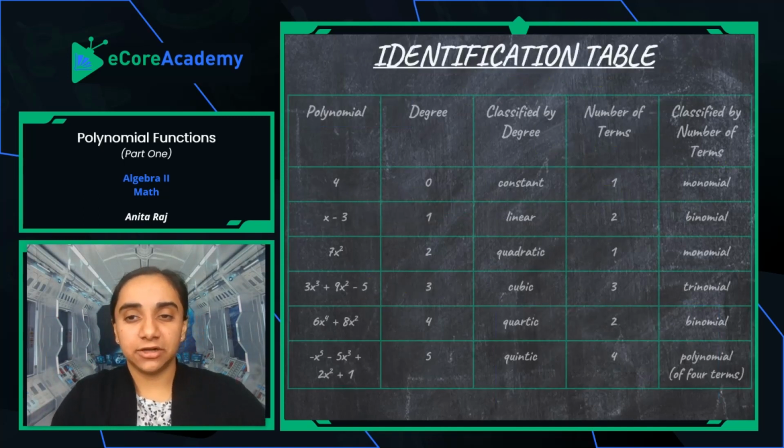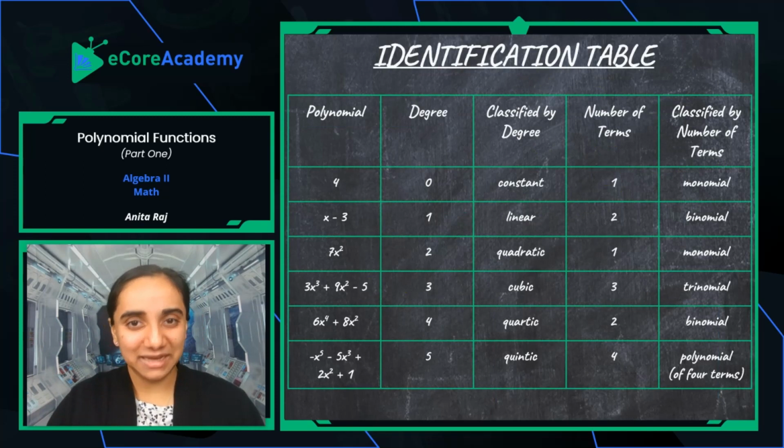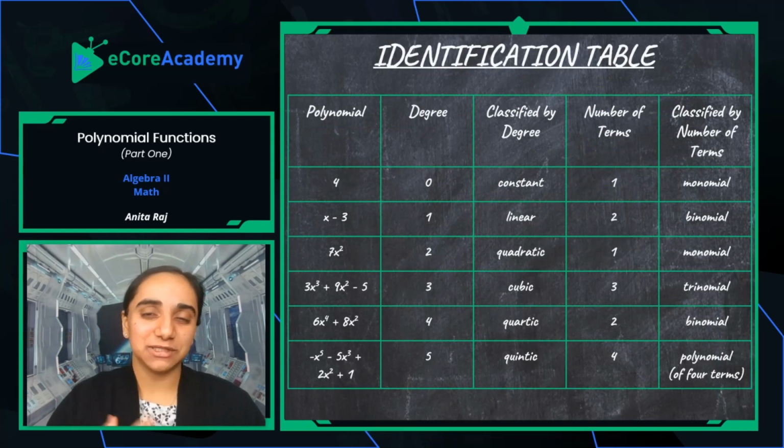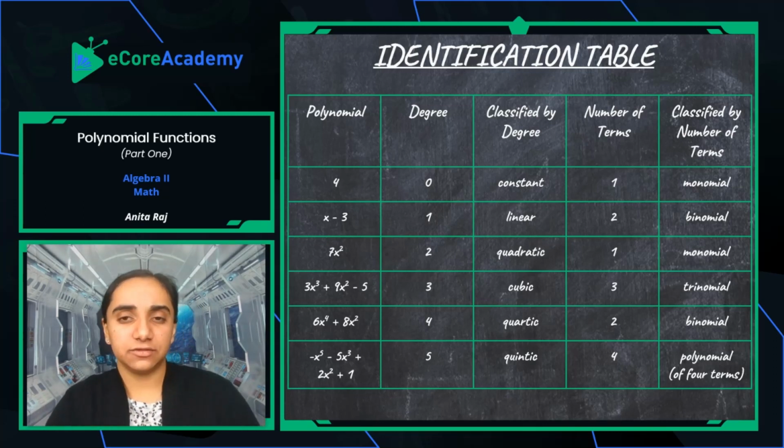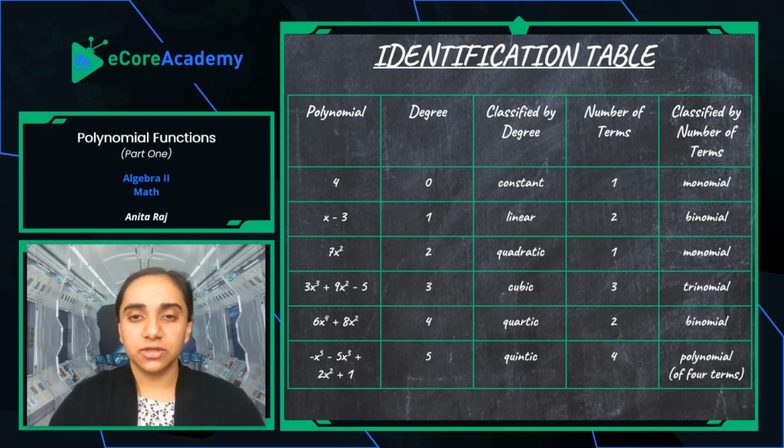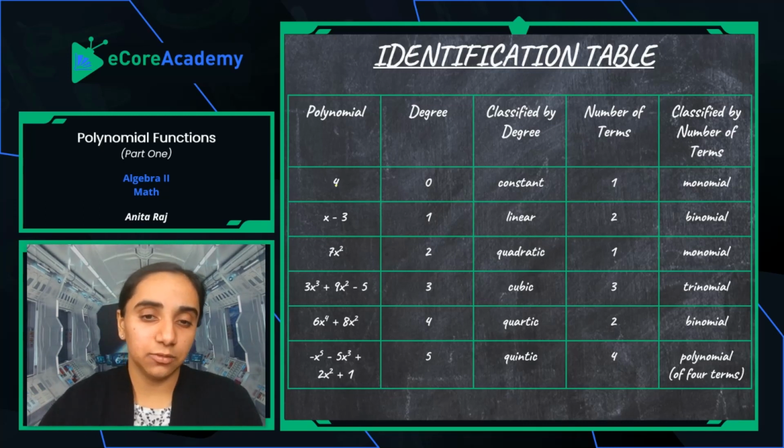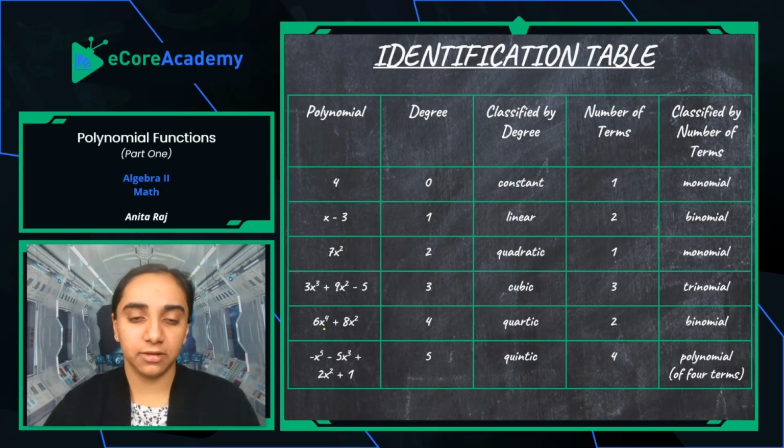Okay, so now let's look at an identification table to help us better organize this information and better understand how exactly we classify polynomials. So in this first column, we're going to have the polynomial given. So you can imagine there's p of x equals x minus 3. P of x equals 7x squared. So this is going to be the polynomial.